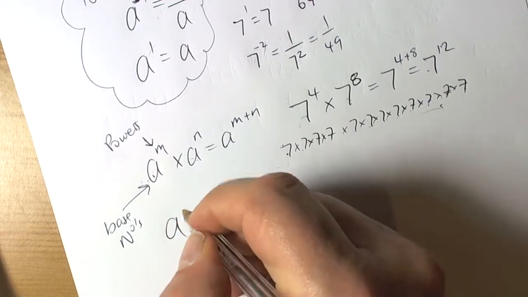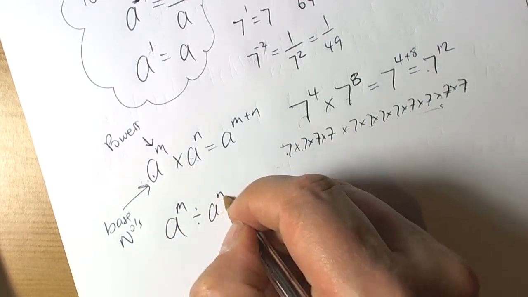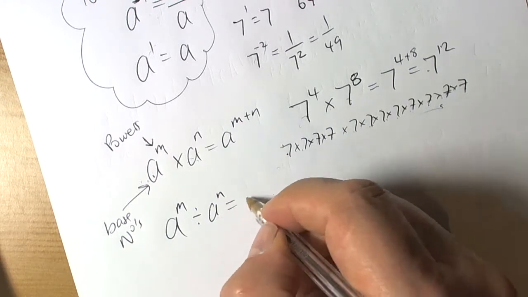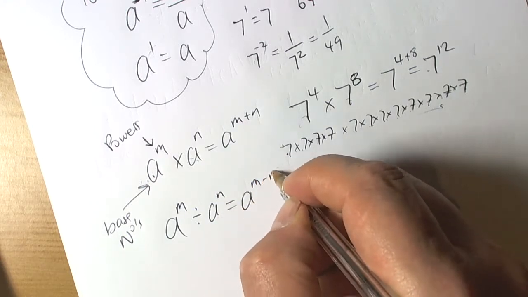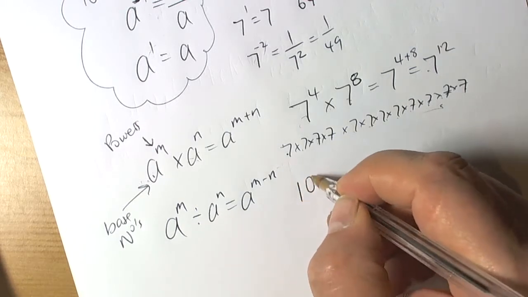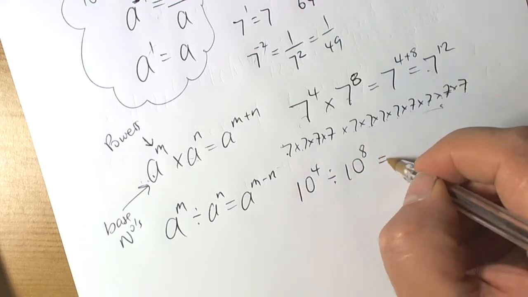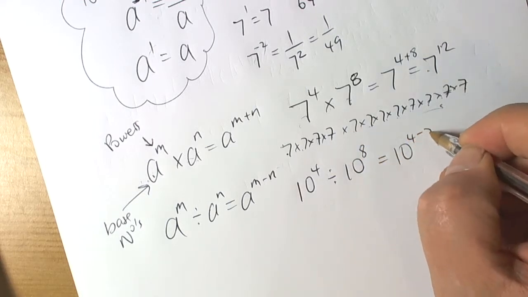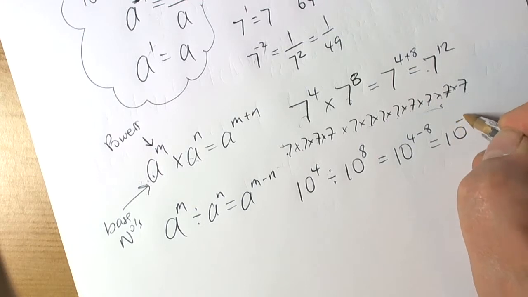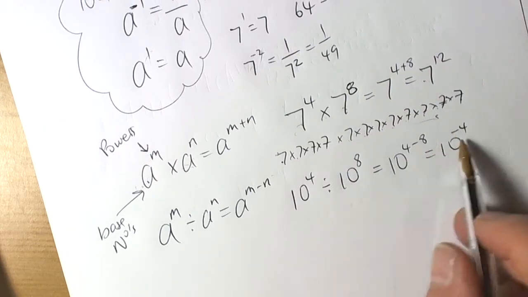The other rule to be familiar with is if I'm dividing. So if I've got something to the power of, divided by something to another power, then the rule is that I take away the two powers because I've got the same bases. So if I've got something like 10 to the power of 4 divided by 10 to the power of 8, then that's the same as 10 to the power of 4 take away 8, which is 10 to the power of -4. So again, the rule works in that way.